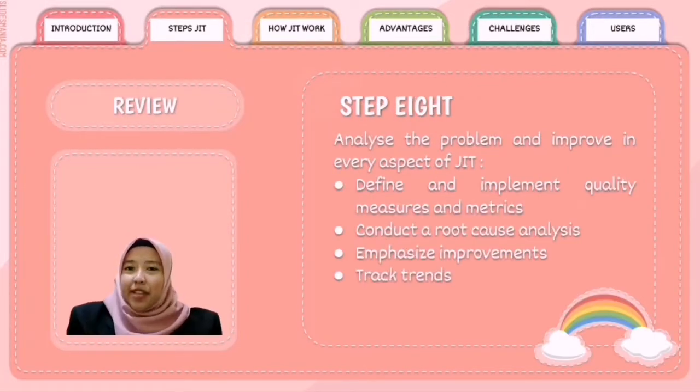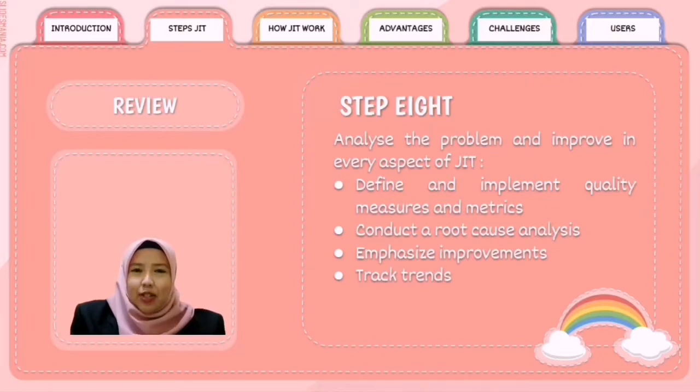Last step is step number 8, which is a review by defining and implementing the quality measures and metrics. In continuous improvement, they may conduct a root cause analysis of any problems. They also may emphasize the empowerment and track the trends to improve every aspect of JIT.